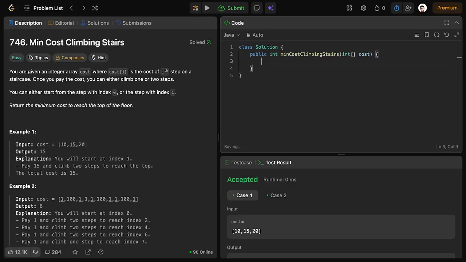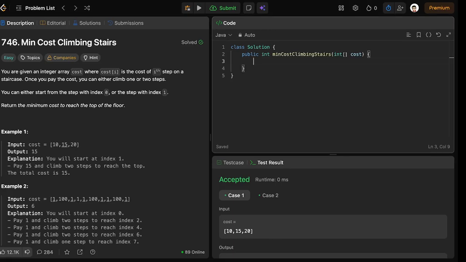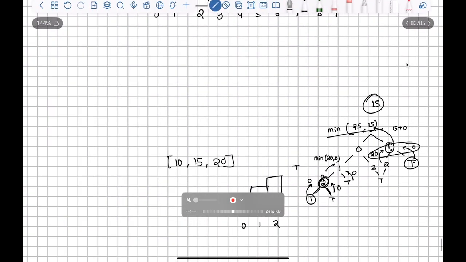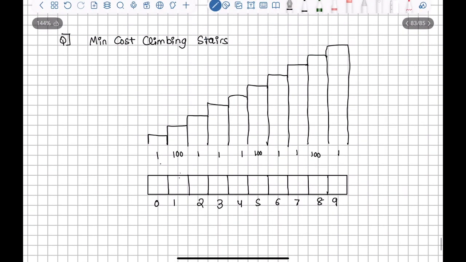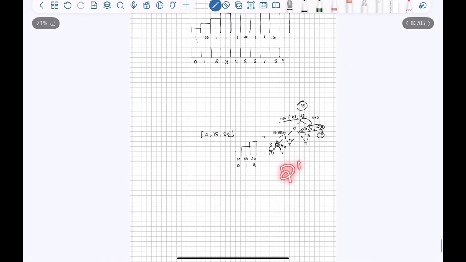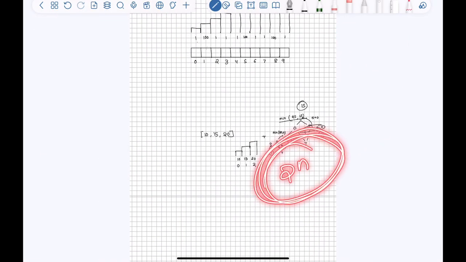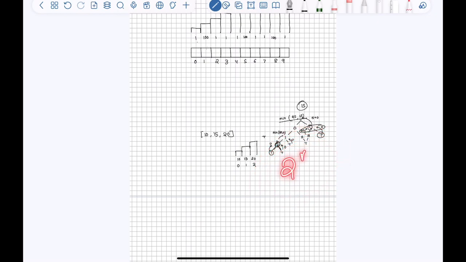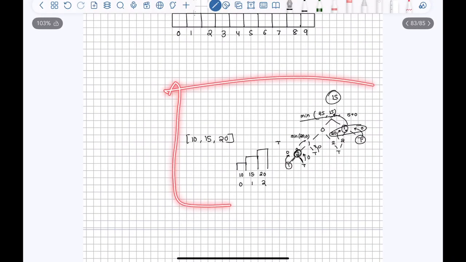But this is not the optimal solution at all, because when we sit and draw this for the second example, the time complexity would go to 2 to the power n. This is a pathetic time complexity to have. So we do not want this.